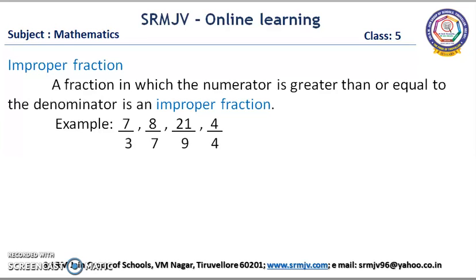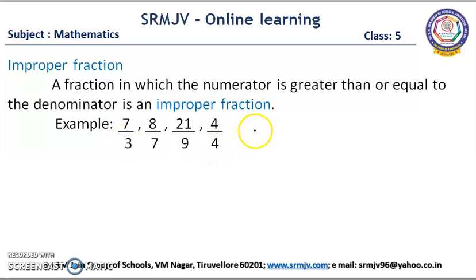The next one, improper fraction. Improper fraction means a fraction in which the numerator is greater than or equal to the denominator. See the examples: 7/3, 8/7, 21/9, 4/4.